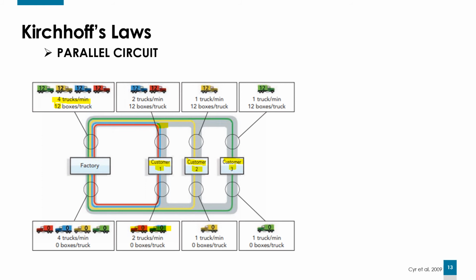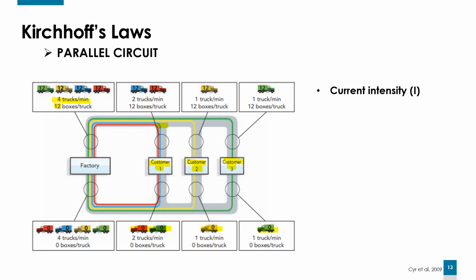When the yellow truck delivered to customer 2, they also delivered all the 12, so they came back with 0. And the green one also delivered the 12, so it came back also with 0. What can I conclude? The potential difference now is the same in all paths.